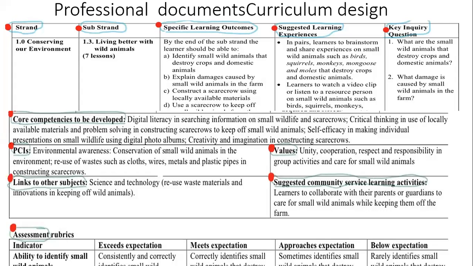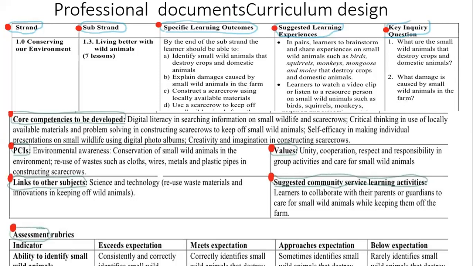For example, the strand here is conserving our environment. I'm sure you're familiar with the word strand. Then it would have the sub-strand. A long time ago, we used to call it the subtopic. Then it would have specific learning outcomes. And these are some of the differences that have come out of the CBC. We talk less of learning objectives and more of outcomes. By the end of this substrand, the learner should be able to achieve the following: A, B, C, D.